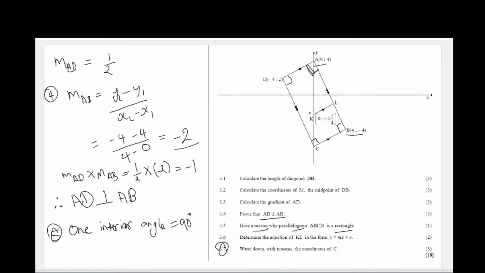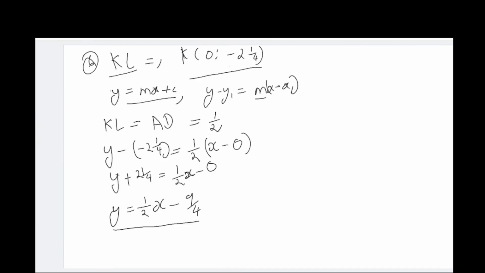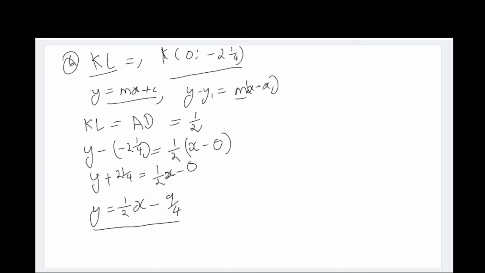So we want the coordinate of C. Did you do this one, Sandiso? What was your coordinate? Just tell me the answer. 0, -6. Do you think your answer is correct?